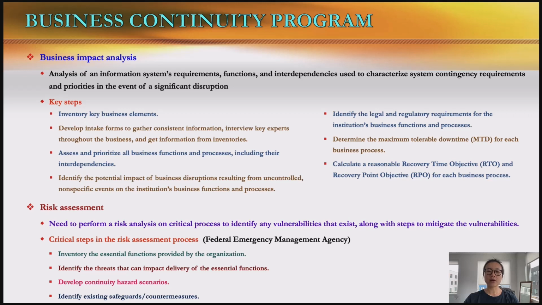The Federal Emergency Management Agency's continuity guidance for non-federal entities defines the following four critical steps in the risk assessment process. First is inventory the essential functions provided by the organization. Second, identify the threats that can impact delivery of essential functions. Third, develop continuity hazard scenarios. And finally, identify existing safeguards and countermeasures.